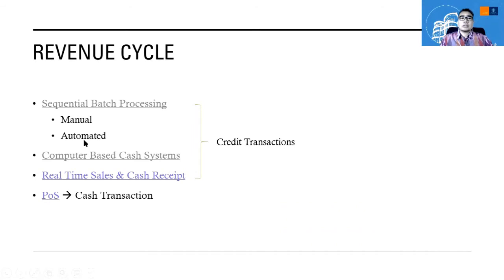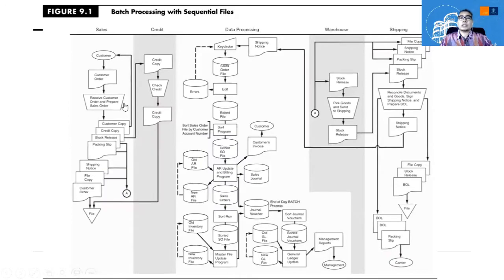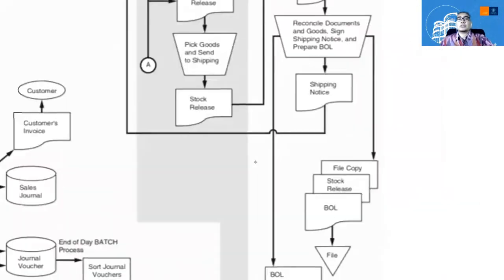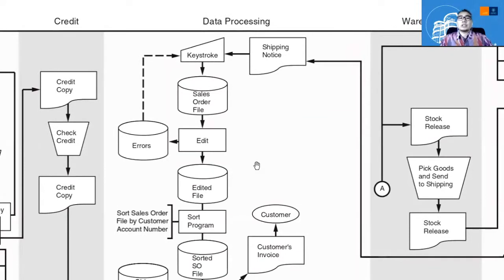Meanwhile, the second type of batch processing, which is the automated batch processing, can also be seen here in the middle, which is the data processing one. As you can see here, this is the automated data processing where we input the data from the batch process. We input it in batches by using keystrokes, for example, using keyboards, right? So you input all of the data that has been collected in batches. We input it here from the sales transactions, and from the warehouse and shipping transactions.